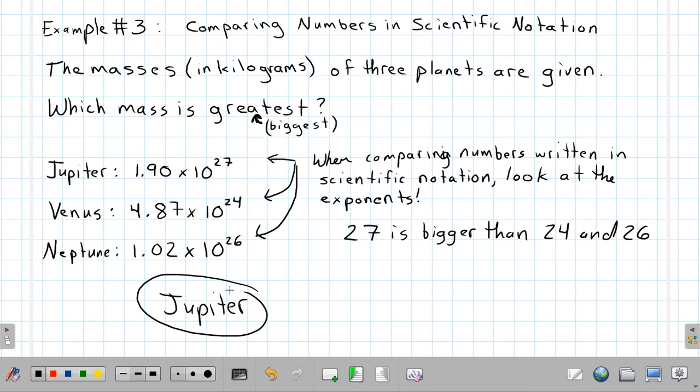Okay. Now, at the same time, we've answered this question. Once again, the exponent 27 is bigger than 24 and 26. That means Jupiter has the biggest mass. But what if they asked us for the smallest mass? Well, it works the exact same way. 24 is less than 26 and 27, so that means Venus would have the smallest or the least mass. So it works both ways. If you find the biggest exponent, that'll give you the biggest number. If you find the smallest exponent, that'll give you the smallest number. But there is a situation, well, what if two of these had the same exponents?